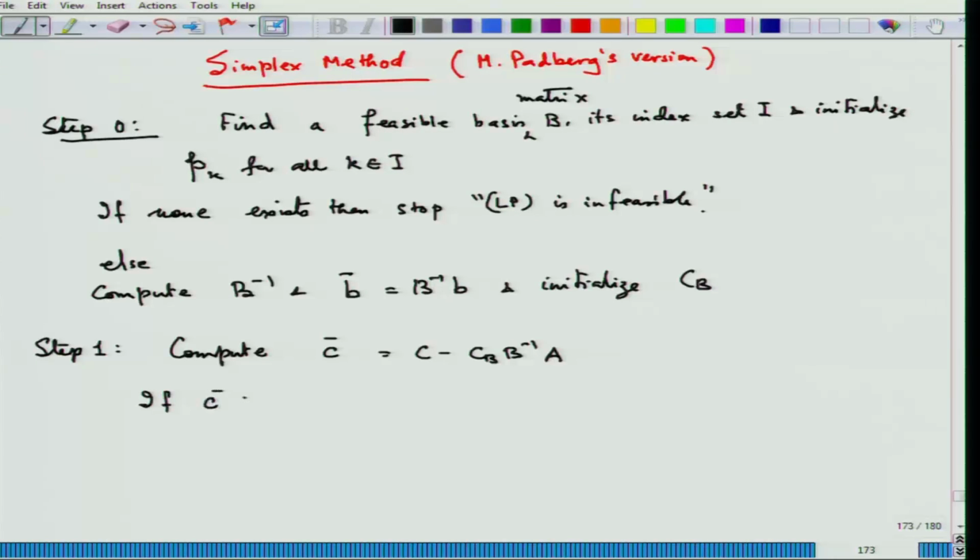If C bar is greater than or equal to 0, then set x b equal to B bar and the x n part, the remainder or non basic part, to be 0, and this is optimal, that is x equal to x b, 0 is optimal.